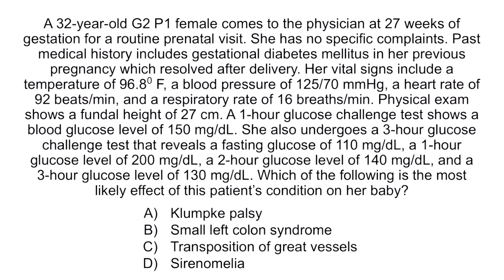All right, this question focuses on the fetal complications of maternal diabetes. First, we need to find out whether this patient has diabetes at all. She has a past medical history of gestational diabetes mellitus in her previous pregnancy, which resolved after delivery. This means that if she has diabetes now, it cannot be pregestational diabetes because her hyperglycemia resolved before her current pregnancy. Then the question is, does she meet the criteria to be diagnosed with GDM? As we explained in this lecture, GDM is diagnosed if 2 or more criteria of the 3-hour glucose challenge test are met. She meets exactly 2 criteria. That is, her fasting glucose is greater than or equal to 95, and her 1-hour glucose is greater than or equal to 180. Therefore, she has GDM.